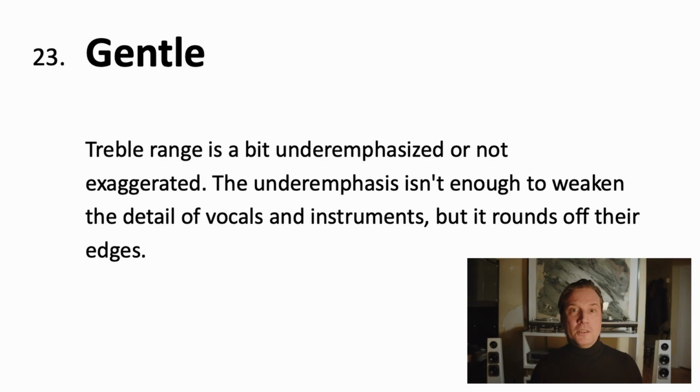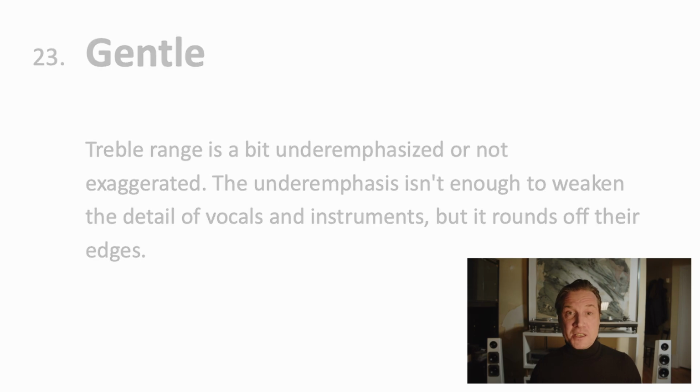23. Gentle. The treble range is a bit underemphasized or not exaggerated. The underemphasis isn't enough to weaken the details of vocals and instruments, but it rounds off their edges.